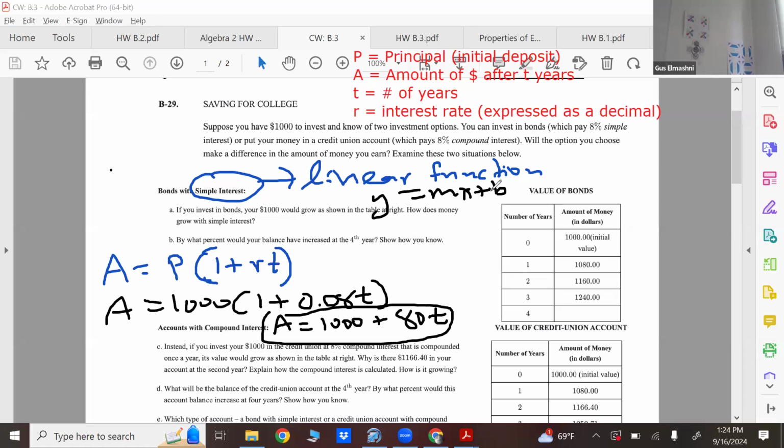Now when it's 1,000, look at it. 1,000 plus 80t. Which of these two numbers is my slope?